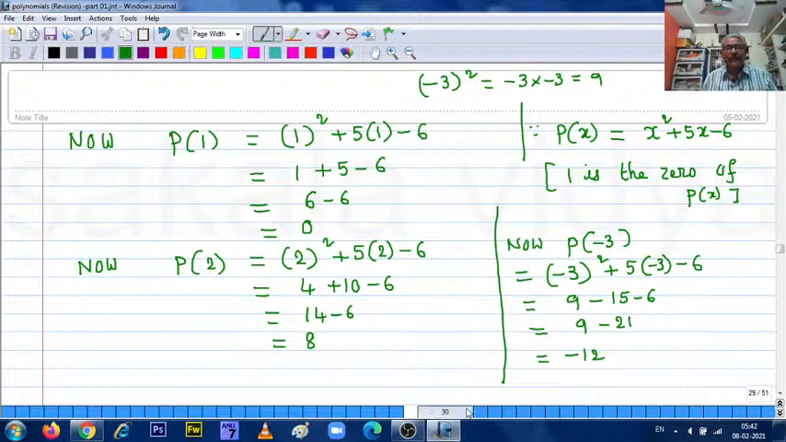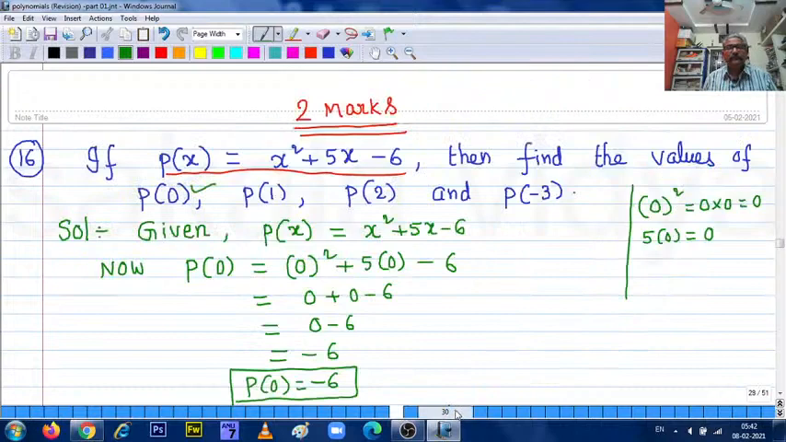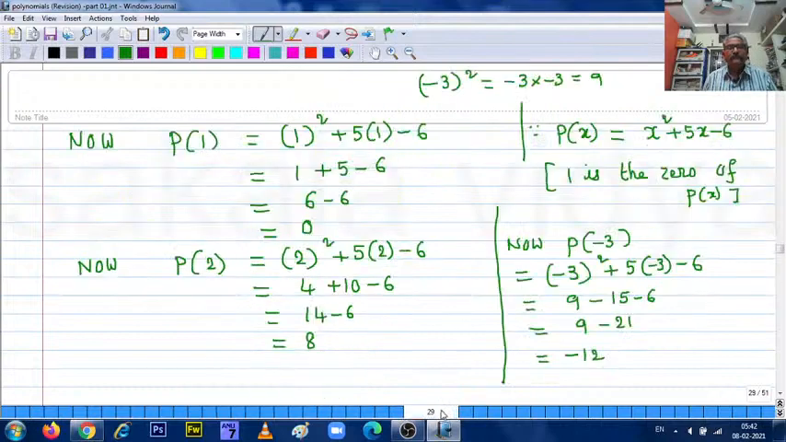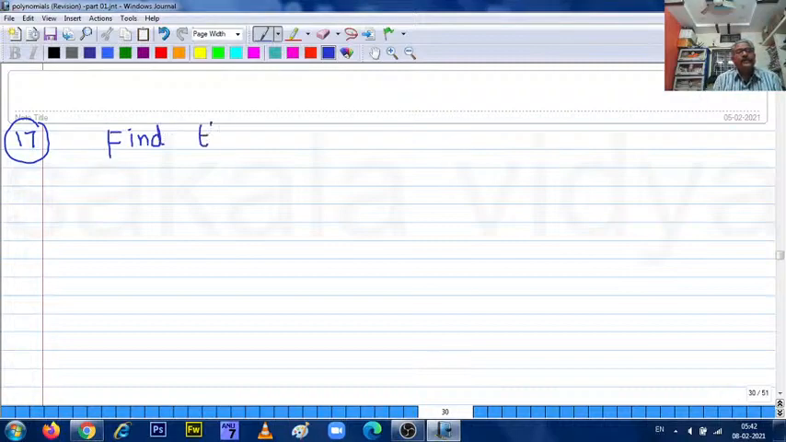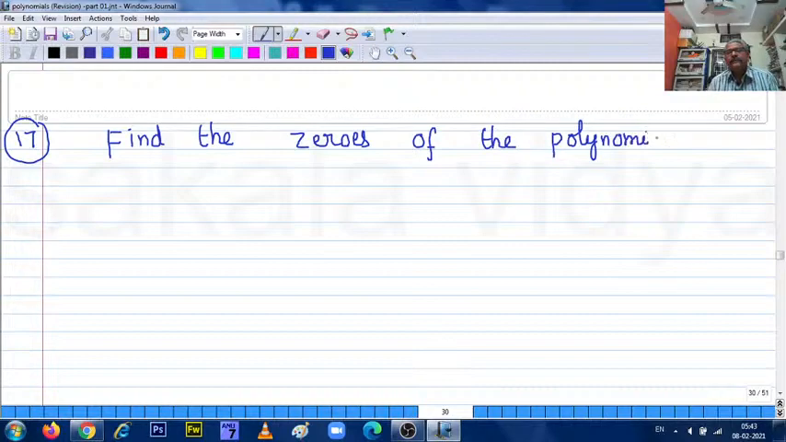Next, let us move to the seventeenth question, a 2 marks question. This is the 17th question. Are you there, all of you? It's very good. 17th: find the zeros of the polynomial. First question, P of x equals x square minus 3x plus 2.